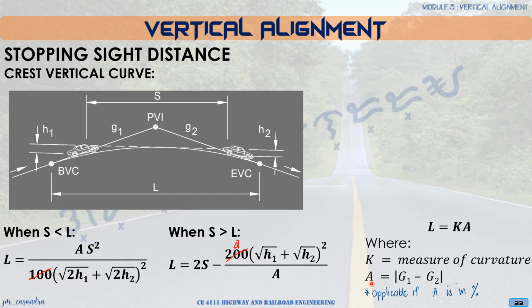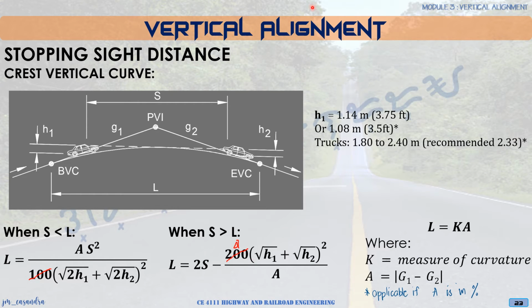So pag yung A natin is naka-percent, then the factors will be in its hundreds. Pag minultiply natin yung G1, G2 in 100, then divided by 100 lang yung constants nyo dito. Okay? So for our H1, H2, we are given in the previous slide, H1 is 1.14 meters or 3.75 feet, or we have 1.08 meters or 3.5 feet.